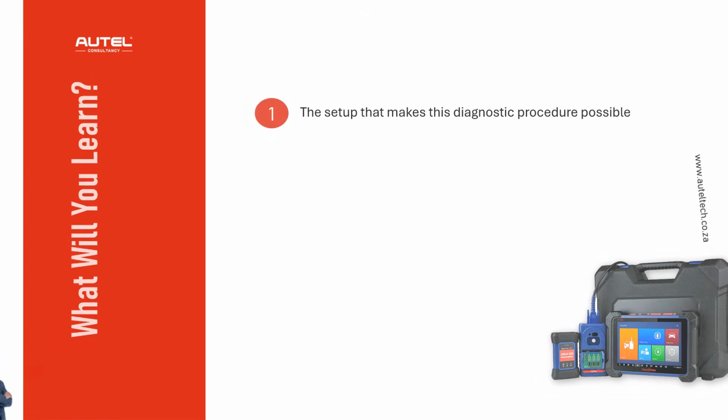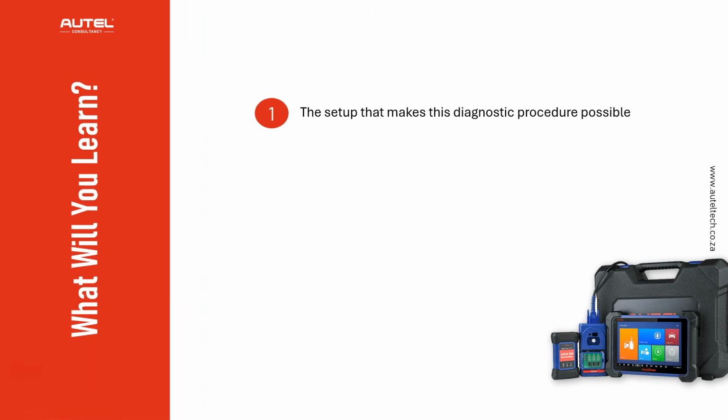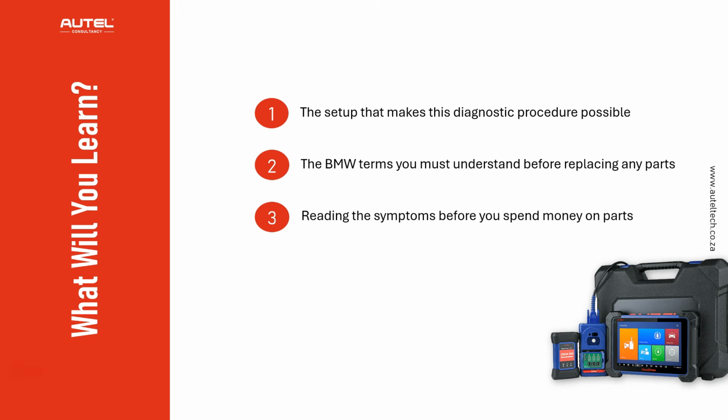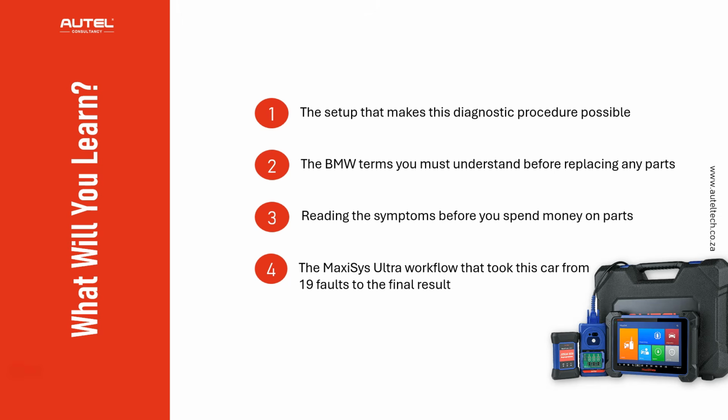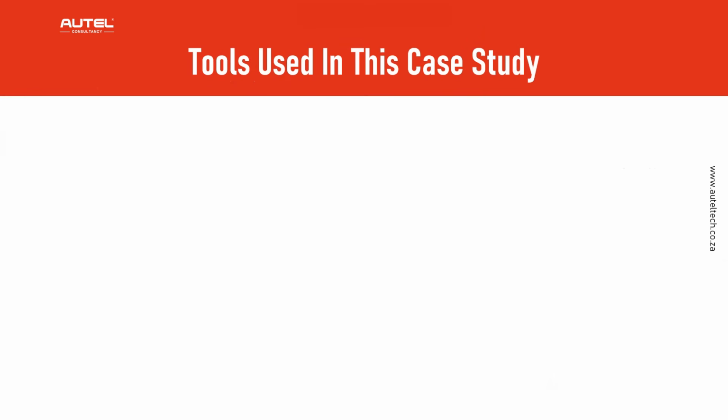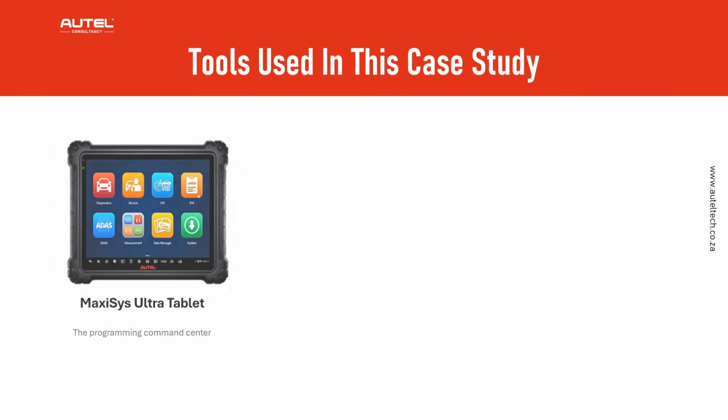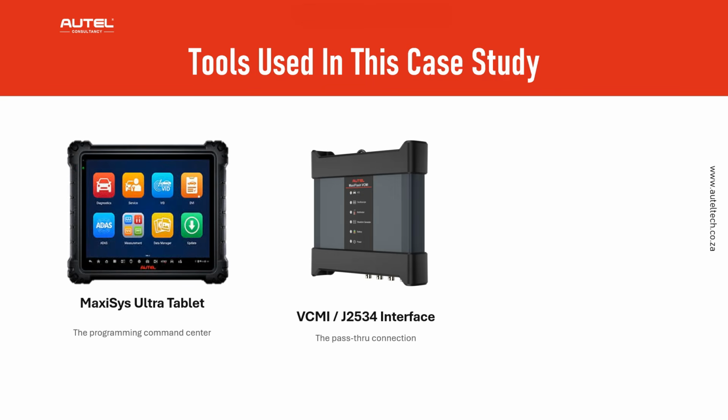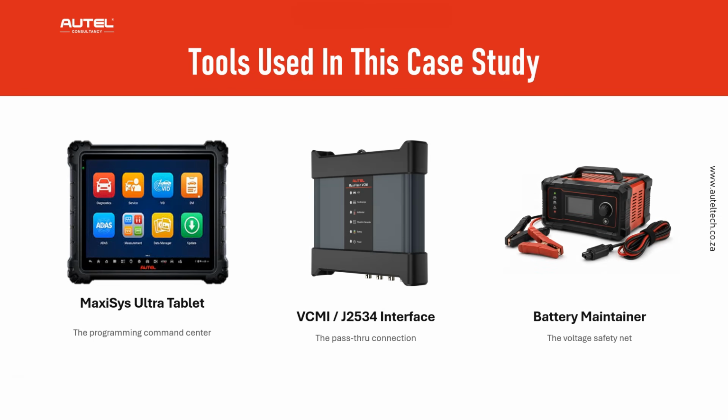What you're going to be learning today is the following: the setup that makes this diagnostic procedure possible, the BMW terms you must understand before replacing any parts, reading the symptoms before you spend money on parts, and then the MaxiSys Ultra workflow that took this car from 19 faults to the final results. The tools used in today's case study are the MaxiSys Ultra tablet, the VCMI, which is your J2534 interface, and a battery maintainer.